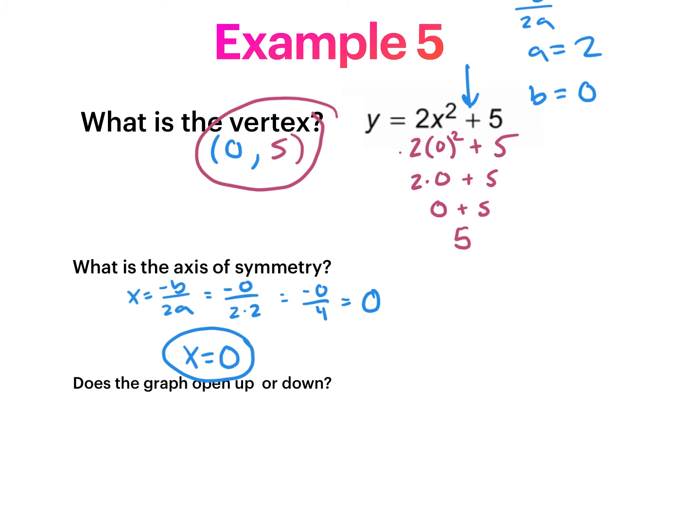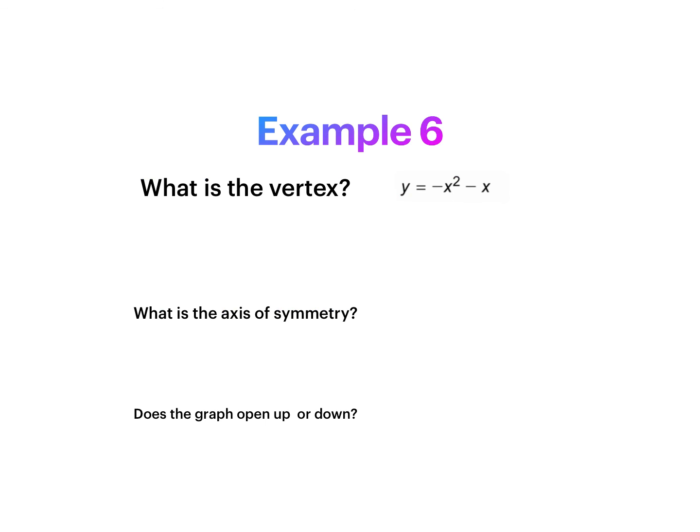Does my graph open up or open down here? Is my A positive or negative? Positive. So what does that mean? It opens up. If it's negative, it opens down. So same way that we found out before, if our graph opens up or opens down, we look at that A value. We do it here too. So the A tells us if it opens up or opens down.